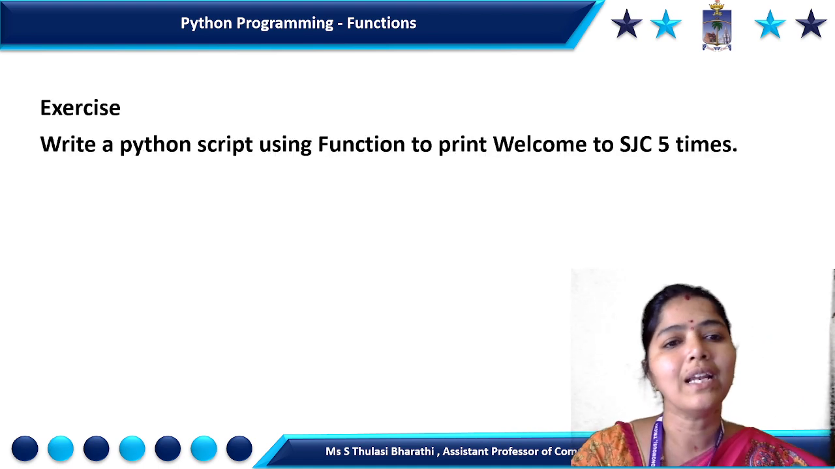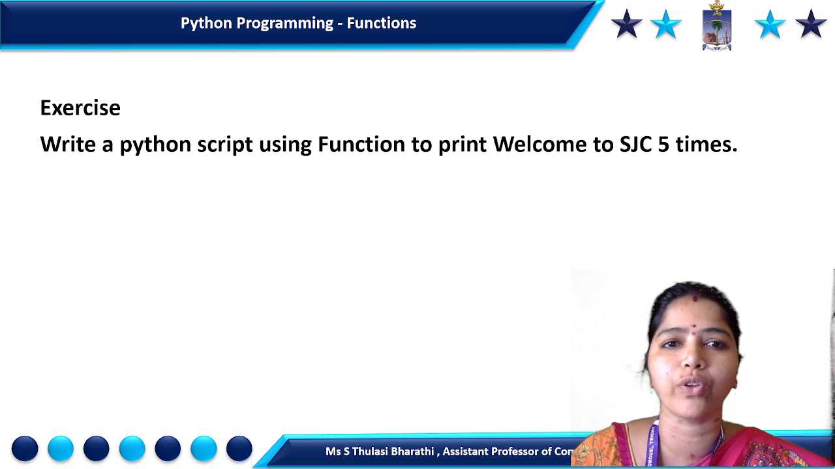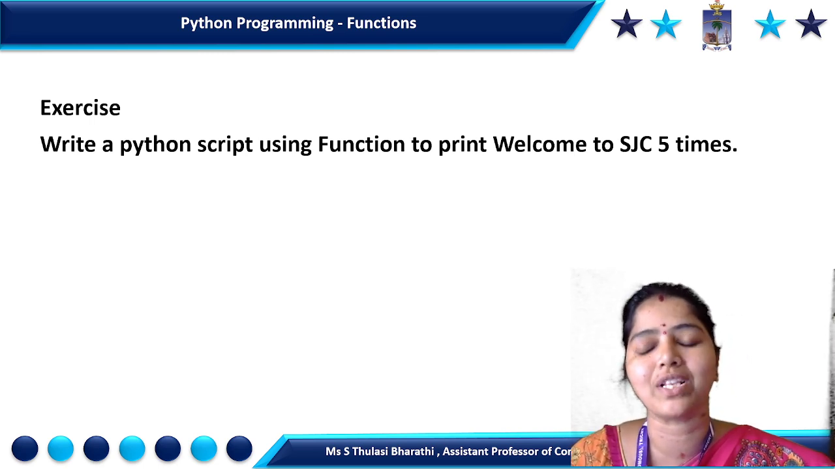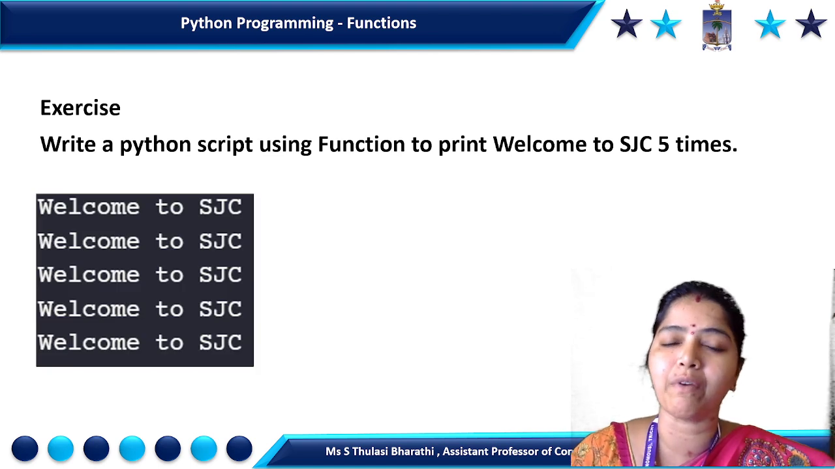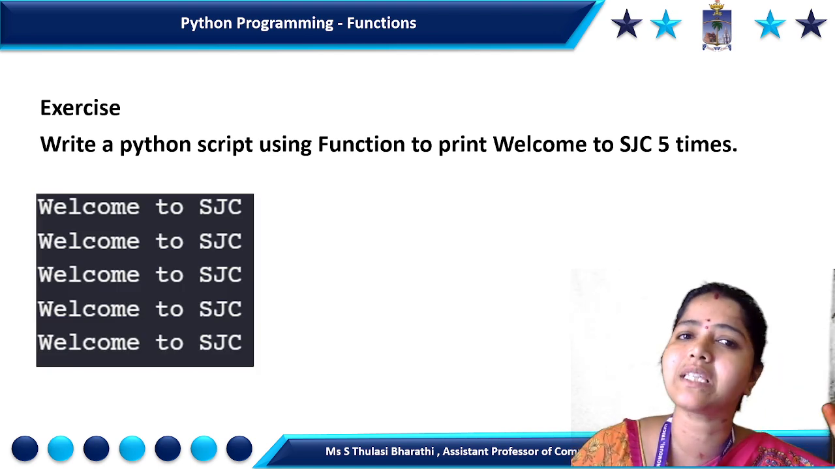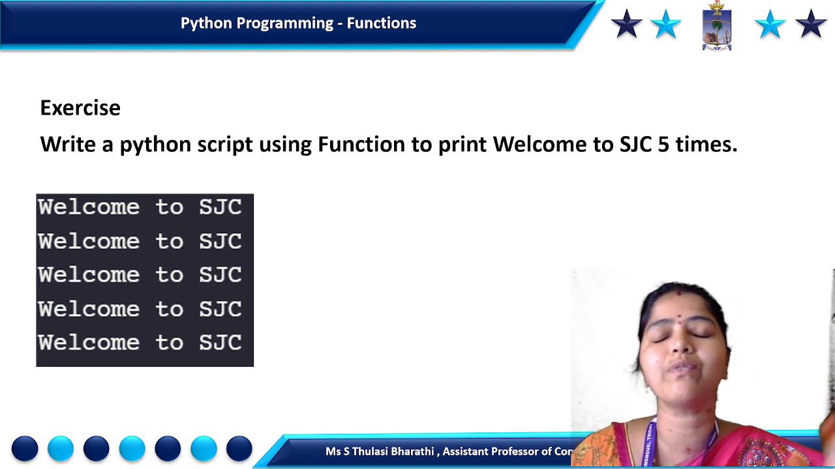Okay, come on, next. I'll give you a small homework out of this concept. Write a Python script using a function to print welcome to SJC 5 times. See, in the previous program we have done it 1 time. So you can use any simple method to print welcome to SJC in a simple way.